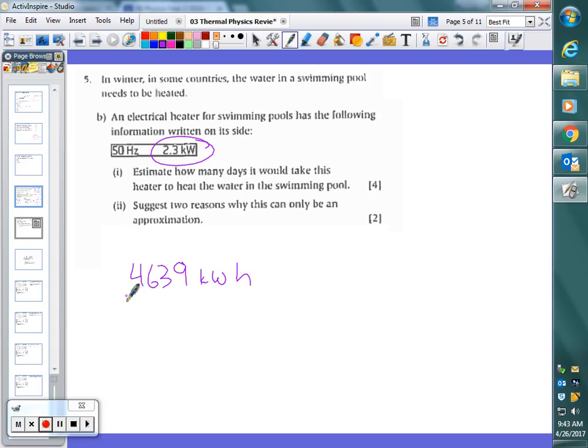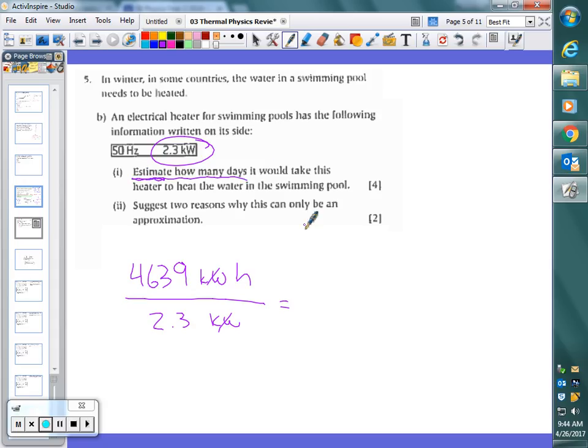And so, real simple, we're just going to divide the number of kilowatt hours that we need by the number of kilowatts that the heater can supply. The kilowatts cancel, the only unit that we have left is what? Hours, and that's good, because this question is asking us not necessarily for hours, but for a time.